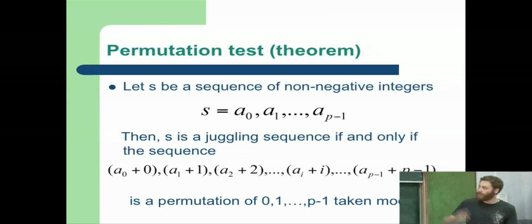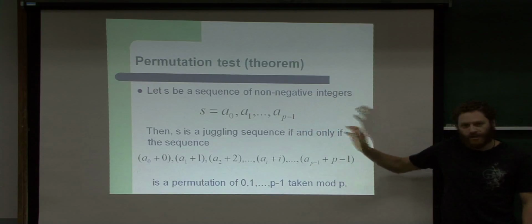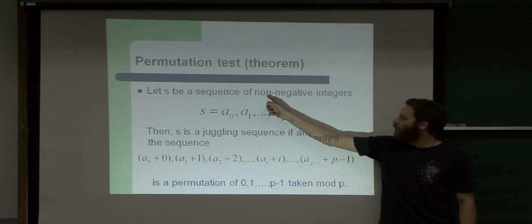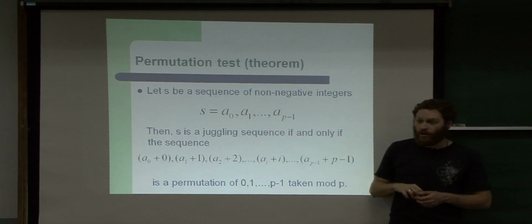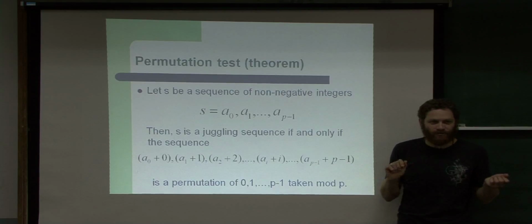To establish the result. Now this is a theorem known as the permutation test. It makes life a lot easier in testing whether or not a given string of numbers is actually a jugglable pattern. Jugglable, I think I just made up a new word, but anyway. So let's say we have a sequence of non-negative integers. I should make clear that in these juggling patterns, all of the numbers representing throws are non-negative. I have no definition for a negative throw, right?